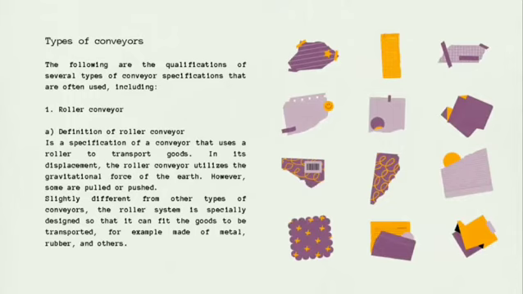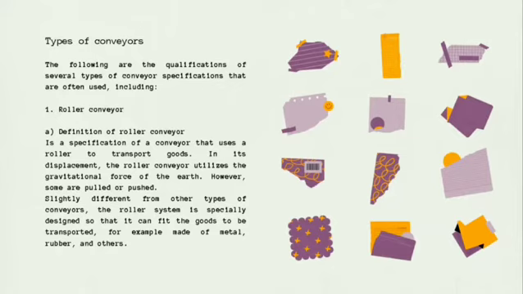Types of conveyors. The following are several types of conveyor specifications that are often used, including number one, roller conveyor. A roller conveyor is a conveyor that uses rollers to transport goods. In its displacement, the roller conveyor utilizes the gravitational force of the Earth.